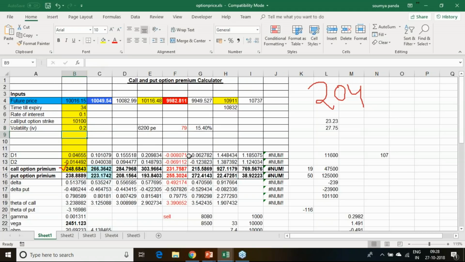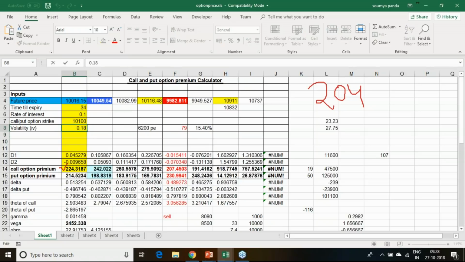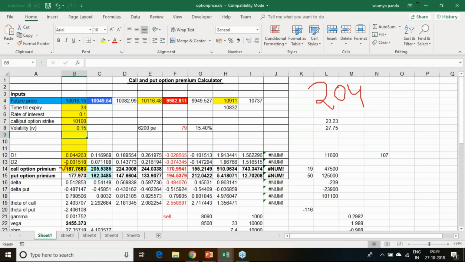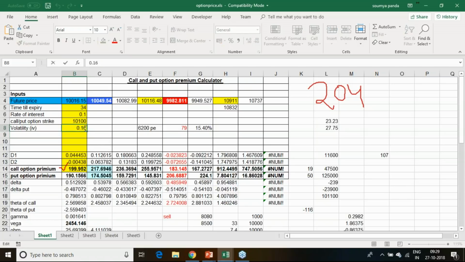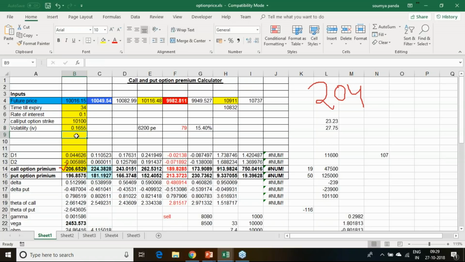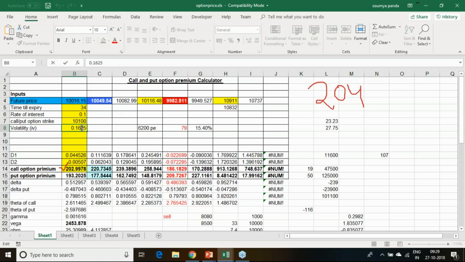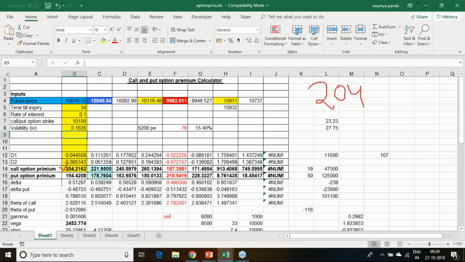Let me bring it to 20. Still the price is 248 rupees. Let me bring it to 18. Still the price is 224. Let me bring it to 15. So 187. Let me bring it to 16, so 16% divided by 100. 16, 199. So let me go for 16.55. So 206. I need 204. Let me go for 16.25. This is too low. Go for 16.35, 204 rupees 20 paise.